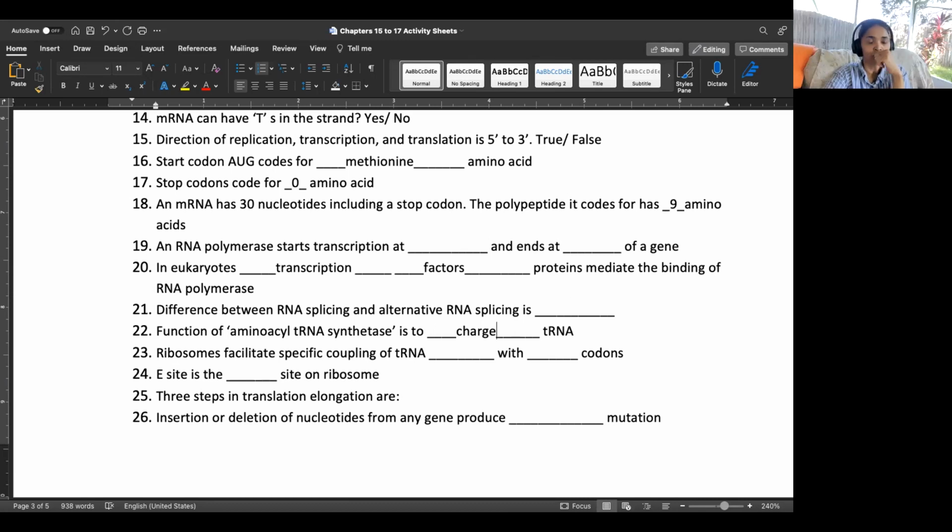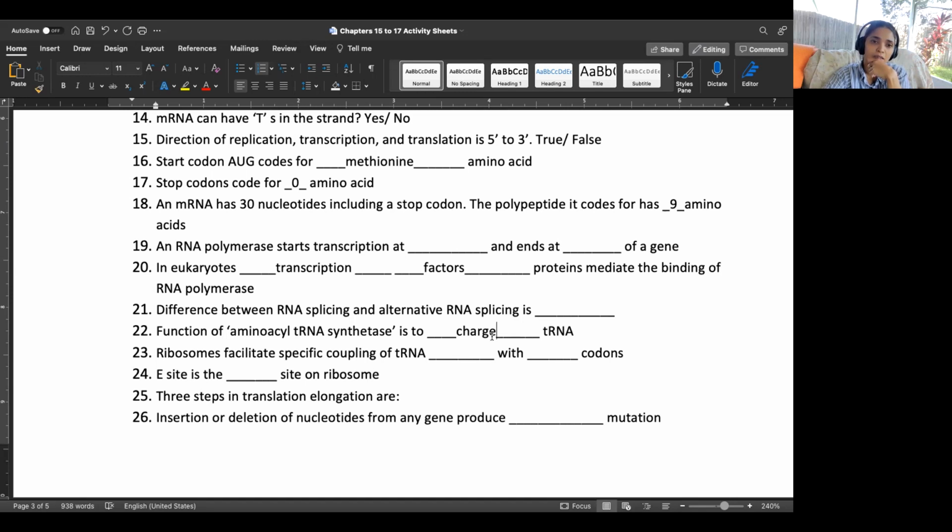No. Charged tRNA means adding an amino acid to tRNA. We call it like charging your cell phones. Adding an amino acid to tRNA is called charged tRNA. Okay. No worries. Thank you, though.